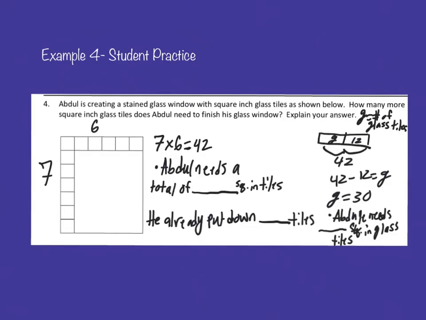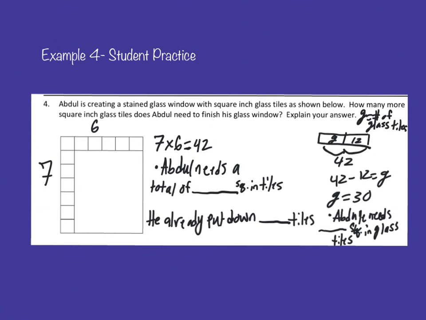And lastly, we have example 4, which is more student practice. So, Abdul is creating a stained glass window with square-inch glass tiles as shown below. How many more square-inch glass tiles does Abdul need to finish his glass window? Explain your answer. So as you can see, he has to start it out. This is a 6 by 7. So you take 6 and 7, and you get 42.